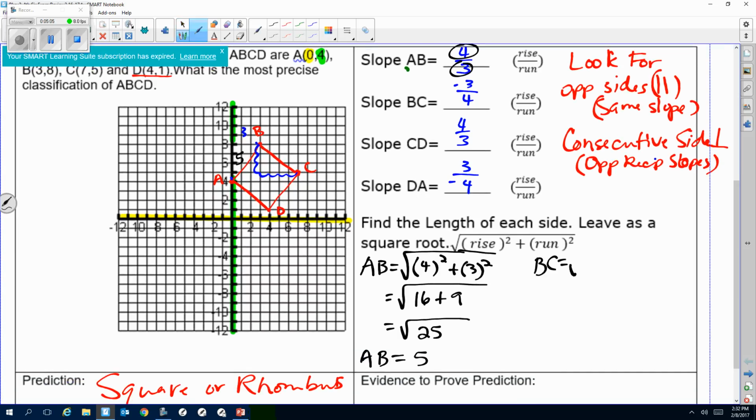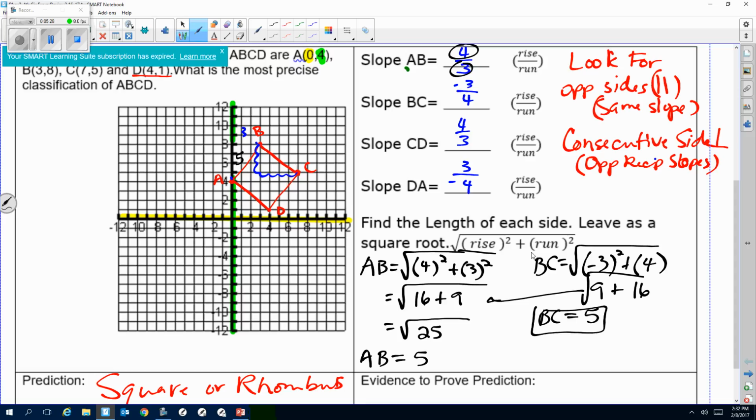BC is, now we have negative 3 parentheses squared plus 4 parentheses squared. You're going to see something if you haven't seen it already. You should know anytime we square a negative, it always becomes a positive. So this is 9 plus 16 again. Isn't that what we had here? So we should know that each of our links, because we're using the same number, is 5. Okay? So we have a 5 on each side.